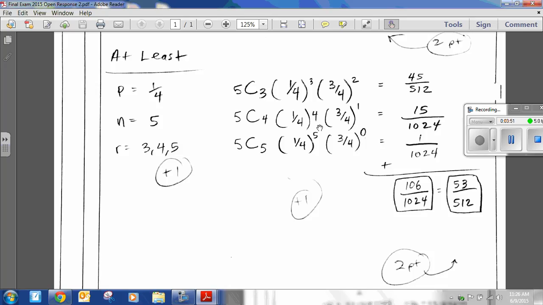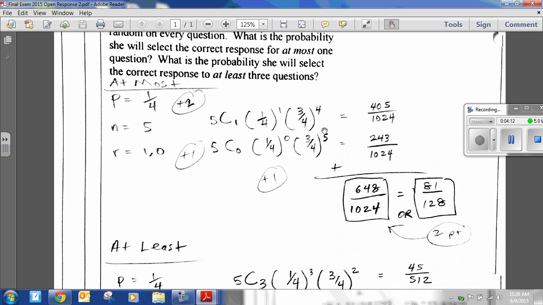And these are the powers that correspond. So you plug them into the calculator, we end up with these 3 probabilities. We must add them all together to get 106 over 1,024, which can be reduced to 53 over 512. That's how you get the full 10 points. As you can see, I've assigned points for everything along the way.